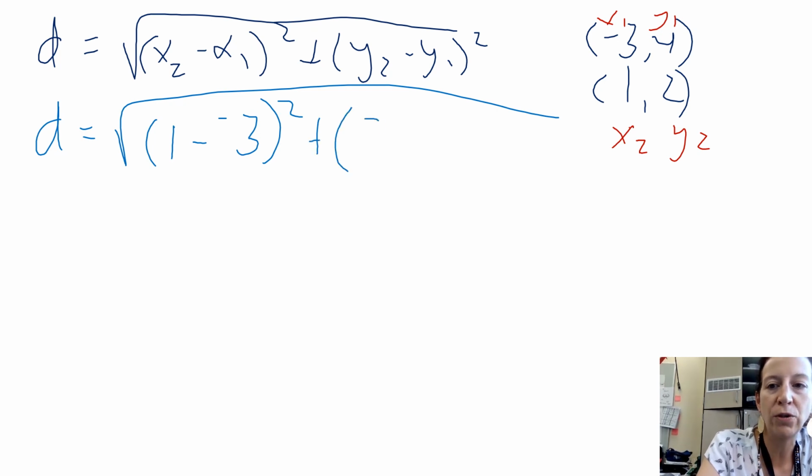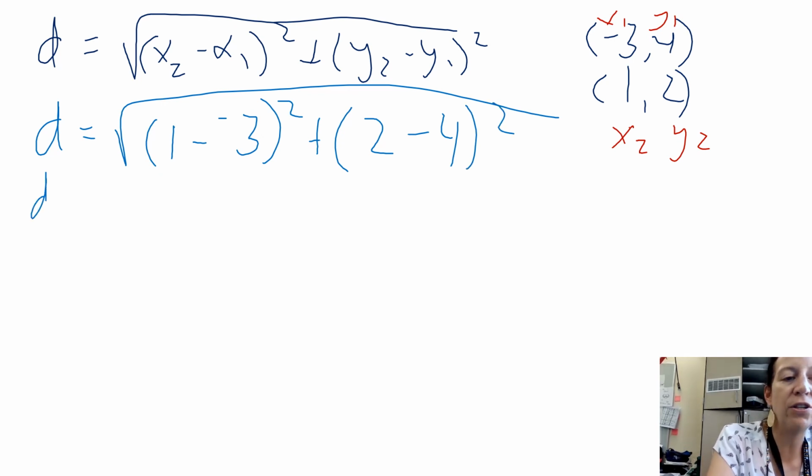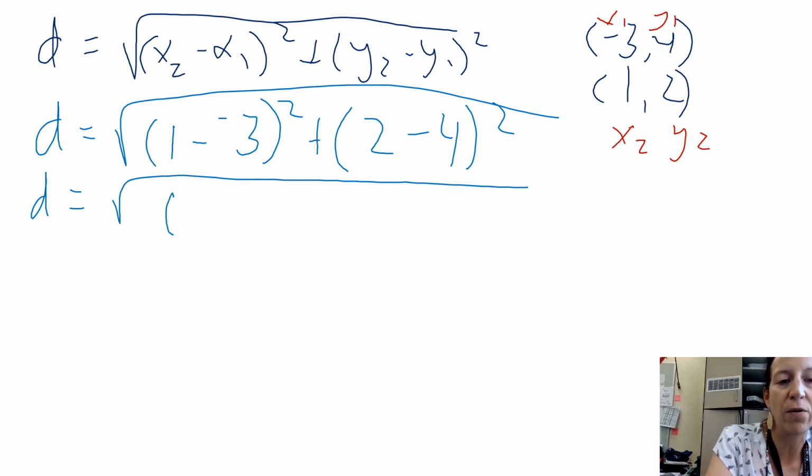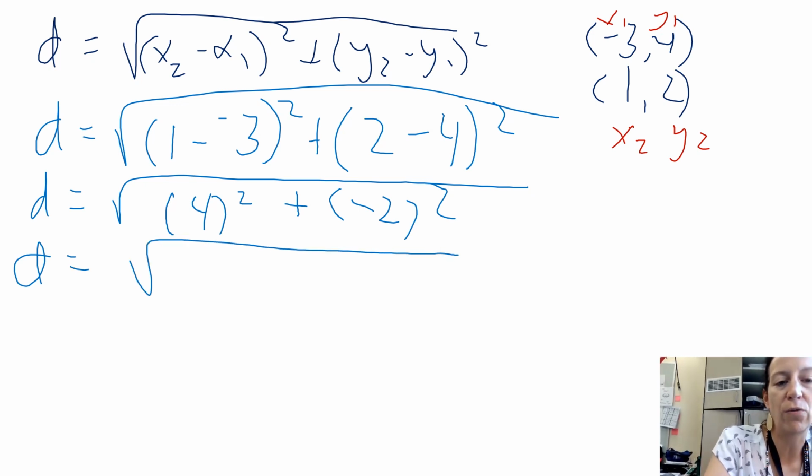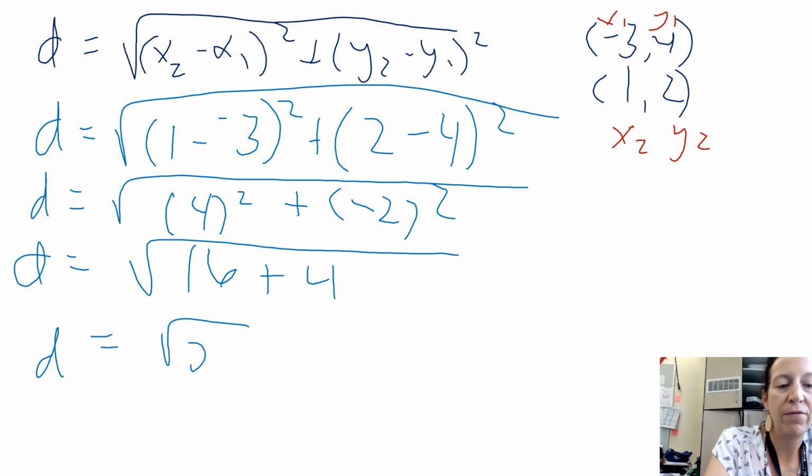Plus y2, which is 2, minus y1, which is 4. And now we just do order of operations. So 1 minus -3, that's just an awful way of saying 1 plus 3, which is 4. And then 2 minus 4 is -2. And then we'll square it. Make sure you're following correct order of operations. The square root acts as a grouping symbol. So this becomes 16 plus 4. And so we'll have the square root of 20.